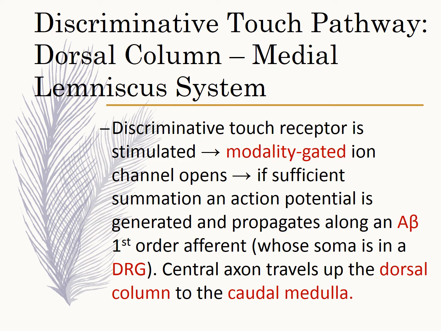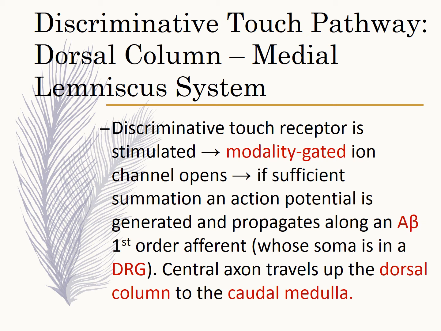Let's now take the discriminative touch pathway step by step. A discriminative touch receptor is stimulated, triggering the opening of modality-gated ion channels and the formation of receptor potentials. If we have sufficient summation, an action potential is generated in the first order afferent, propagating along the A beta first order neuron. The cell body of this pseudounipolar neuron will be in a dorsal root ganglion.